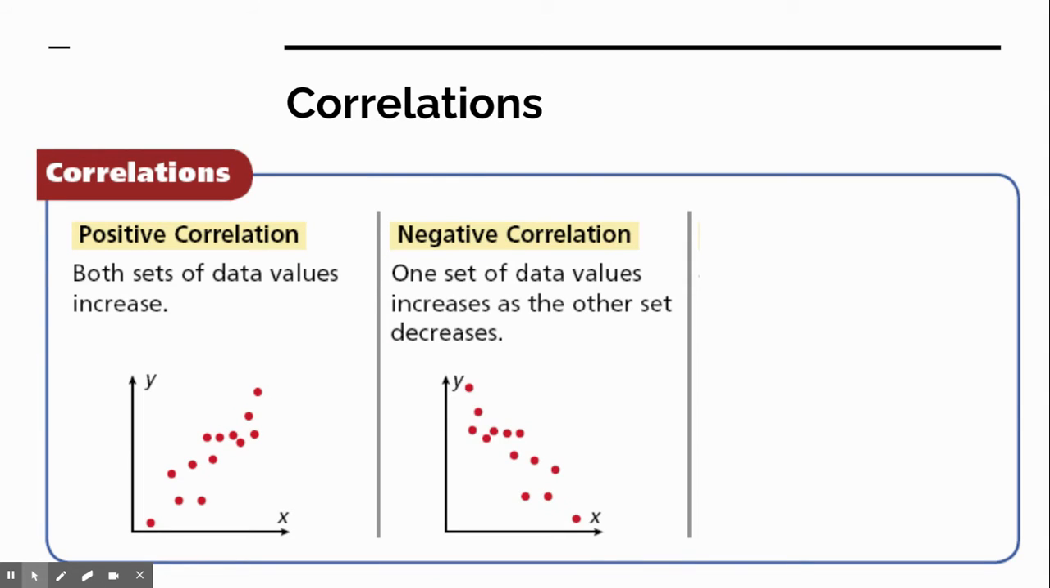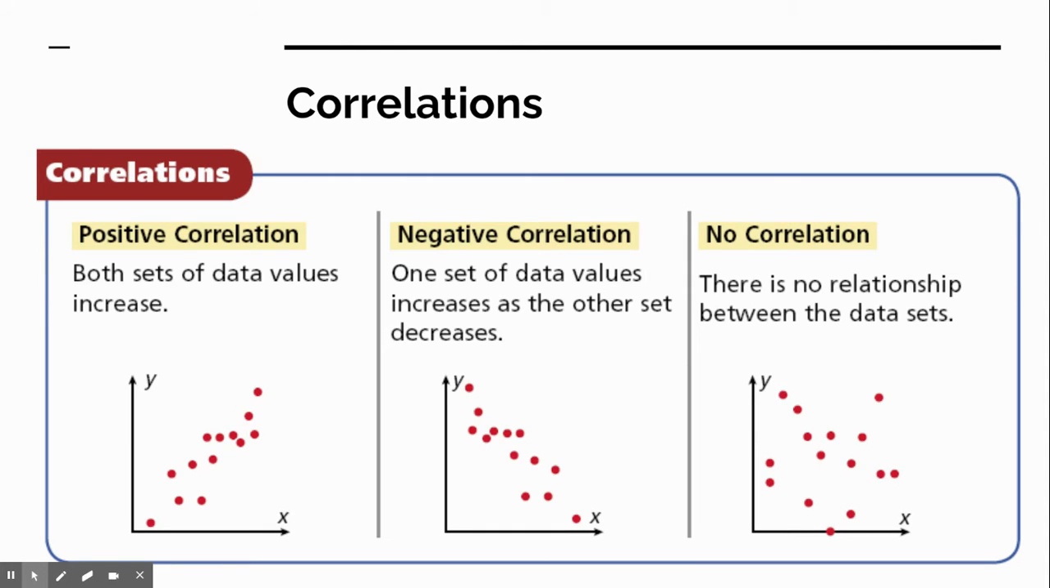And then we have our negative correlation. This is one set of data values that increases as the other set decreases. So we see our x value is actually increasing, however, our y value is decreasing. And our dots also form a negative slope of a linear line there.